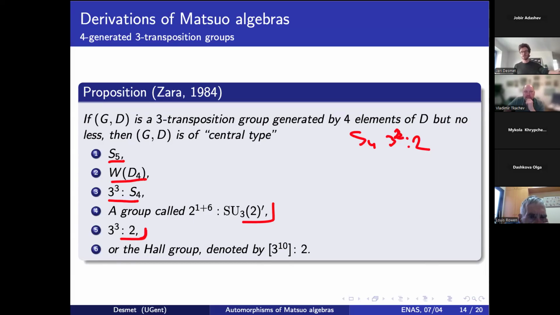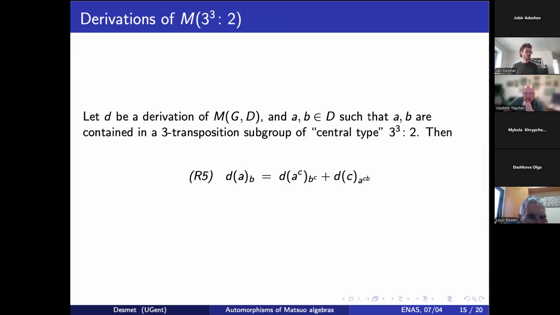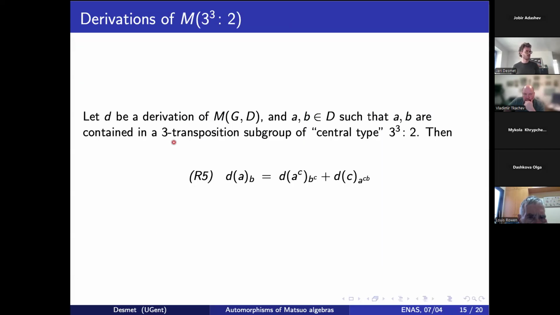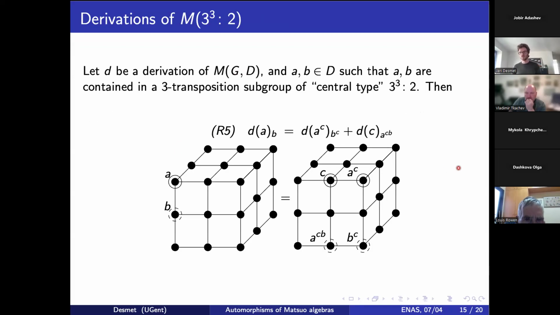The only one of these cases we'll discuss is number 5, because if we think about that pictorially, then we can think of the cube, and that will make things easier. So we'll prove that if we have a derivation of a Matsuo algebra, and A and B are transpositions such that they're contained in something that looks like 3³ colon 2, then actually dA of B will be 0. That's the point.